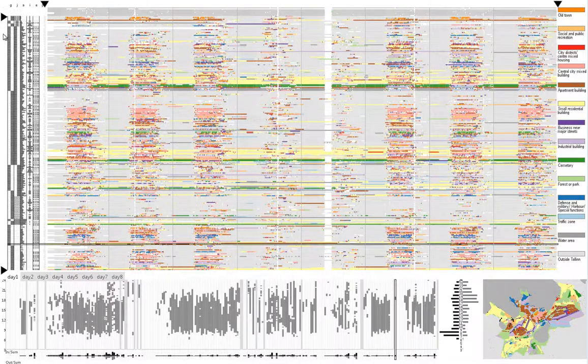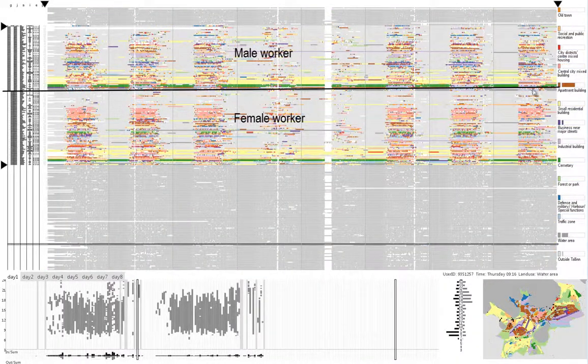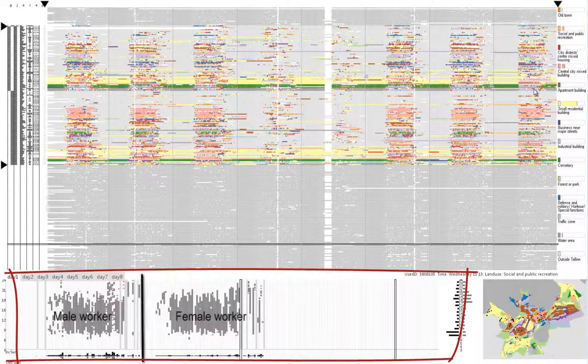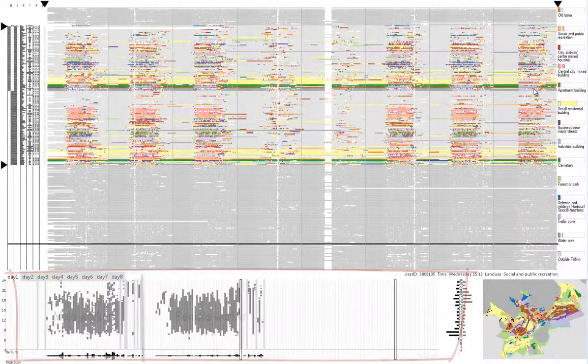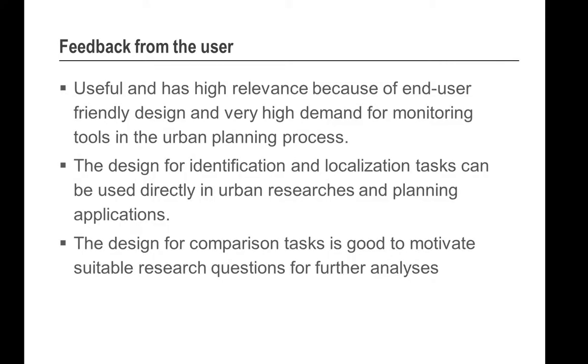Female workers spend more time in mixed building area, shown as pink in the sequence view, during working hours. They have fewer connections to the city than their male counterparts. We provided the tool to the urban researchers. They explored data the way they like and reported advantages in using this visual approach for carrying out their tasks.